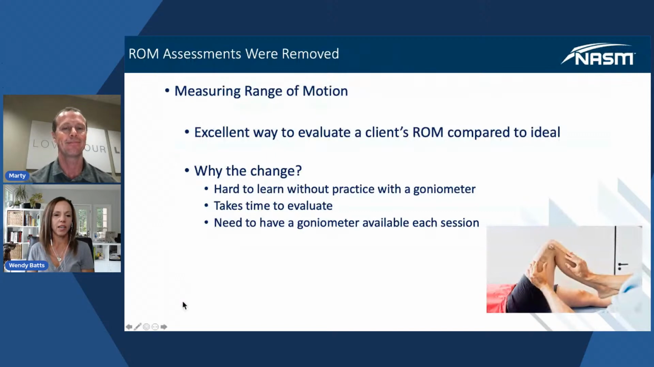All right. So then if we move on, I know I touched on this earlier, but this is one that sometimes people struggle with on why we changed this. So range of motion assessments were removed from the new textbook. And what we're trying to do is use a goniometer, so you can see that in the picture. I always call it a human protractor. And it is an amazing way to get someone into a specific position and then measure their joints and how they are in comparison to ideal range of motion.